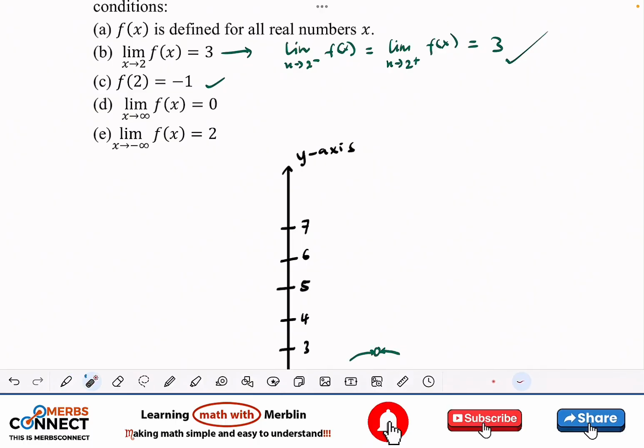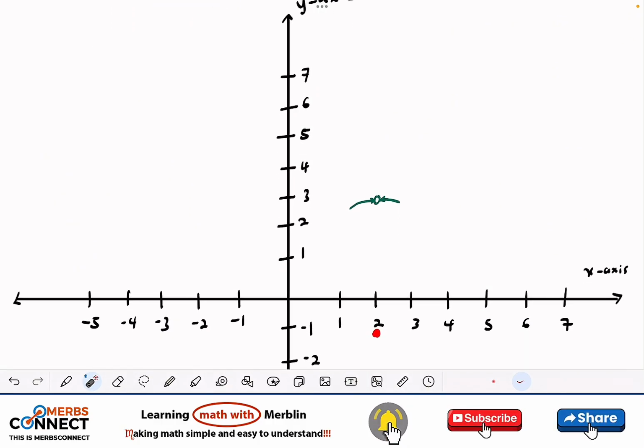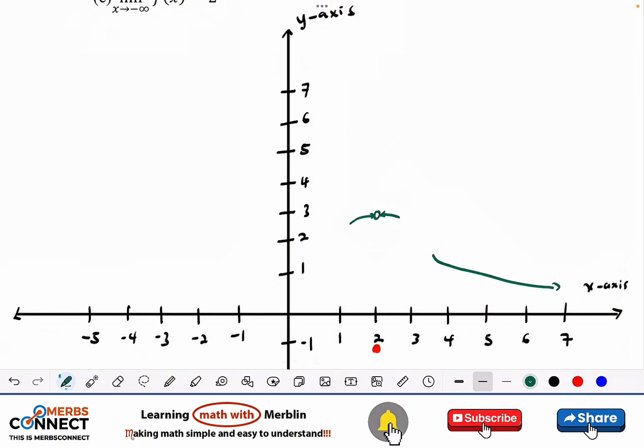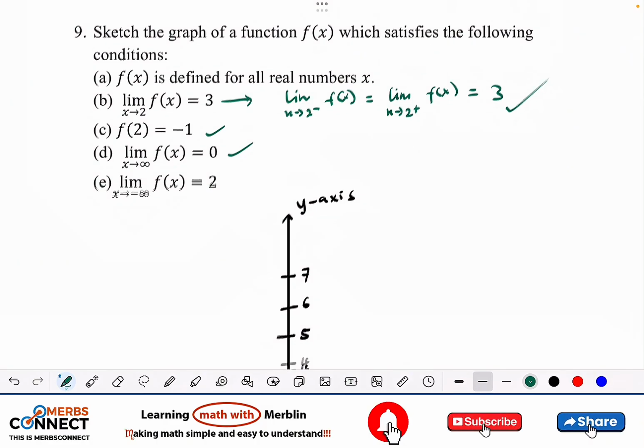Then the question is saying that when x is approaching infinity, it gets to 0. So it means that when this is the last x value, when x is going to infinity, I need to get close to 0. Let me just maintain it like that, or let me just get close to 0. We'll combine the graph. So I'm done with this one too.